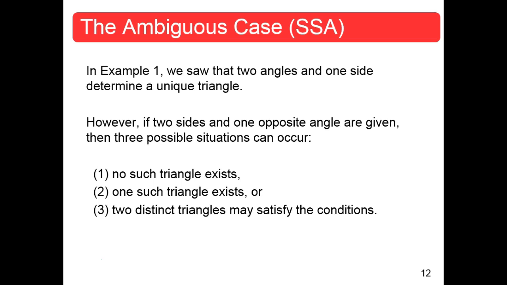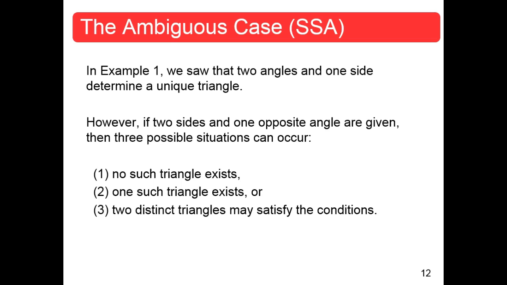Okay, in example 1, we saw that if you have 2 angles and one side, that's a unique triangle every time. Because if you know 2 angles, you know the third angle. And if you know 3 angles and a side, you have a ratio that you know, and then you can set up and do the other 2 ratios you don't know. It's a piece of cake. That's the law of sines.